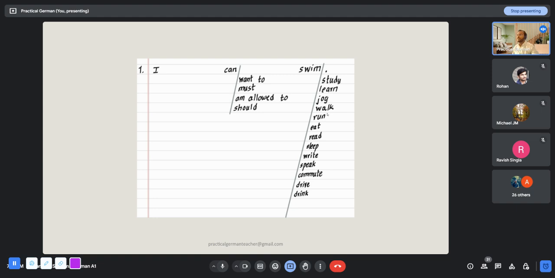So is there someone in the call who wants to help us say all these things in German? Maybe you can give us the verbs, how to say swim, study, learn, and so on. Anyone wants to try? Yeah, good, you can start.